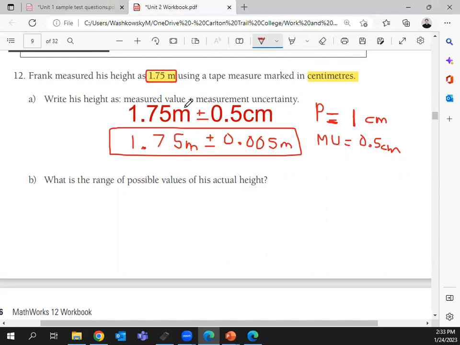So I took my measured value, I found my measurement uncertainty and put it in the same units. So now I want to find the range of this, right? So how did I find that range? The question above on the example.